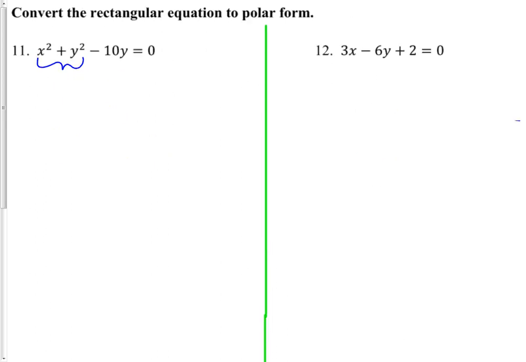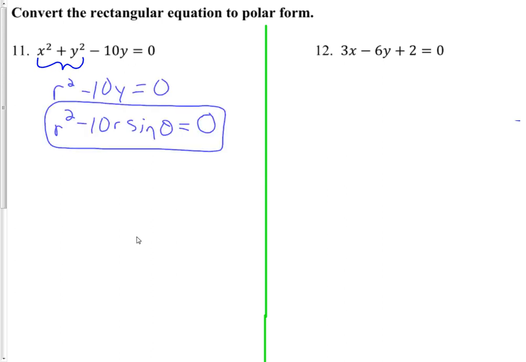One last set. Now we're going the other way. We're going from x and y to r and theta. This one I see an x squared plus y squared, so I'm going to sub in r squared. When I see a y here, I'm going to sub in r sine of theta. So we've got r squared minus 10y, and then I sub in r sine of theta for the y. We cannot solve here, right? We can't move the 10r to the side and divide by r. You don't want it on both sides, so we just leave it.